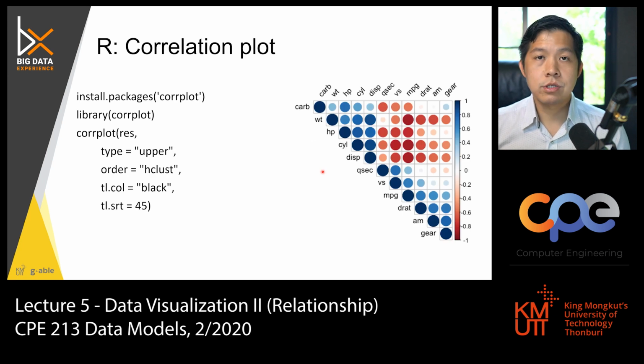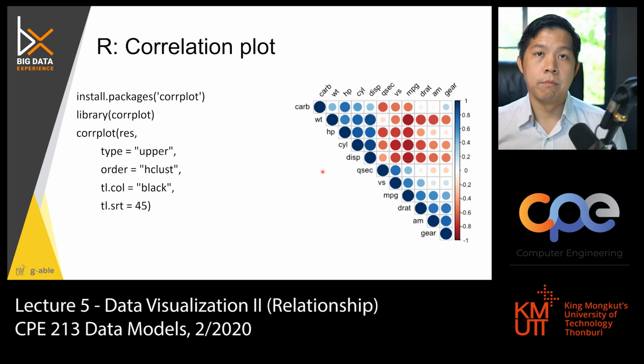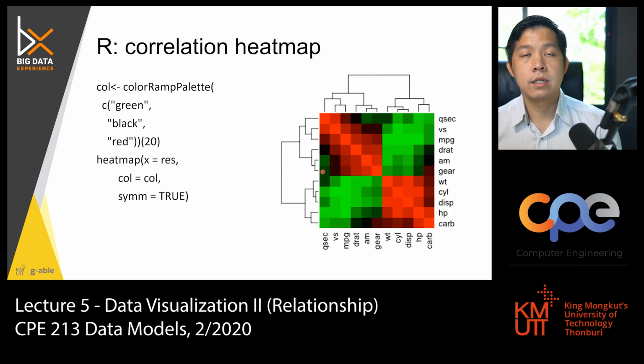But this one is also good because it just tells you which variable is associated with which variables. Try to play with both though. For either the correlation plot or the correlation heat map, they are both useful.